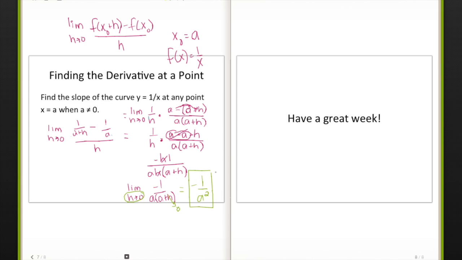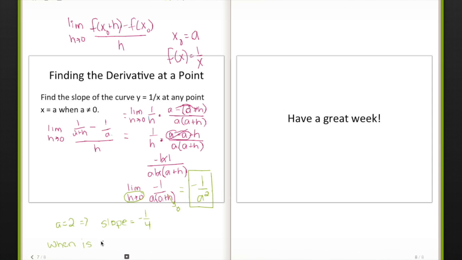Now what does that look like if there's a number involved? What if we give you a value for a? You would be able to use this formula to plug in that value for a, and you would have a numeric slope. So if a equals 2, then the slope of your line would be negative 1 over 4. 2 squared is 4, so you get negative 1 over 4.